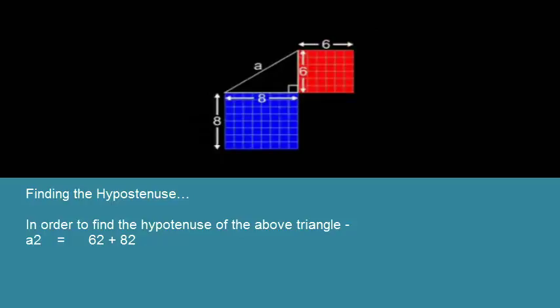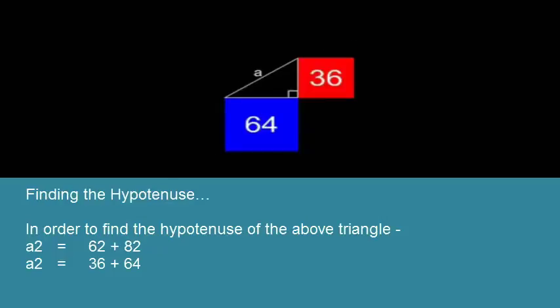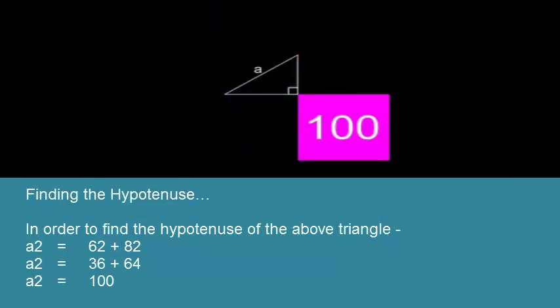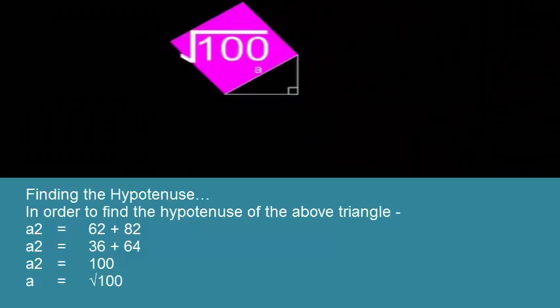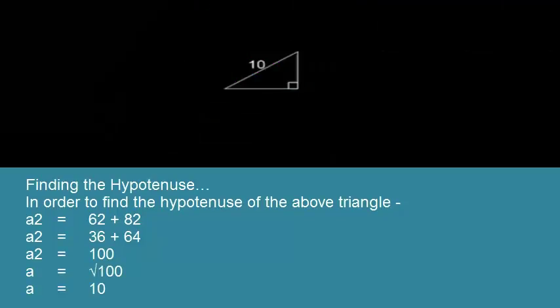In order to find the hypotenuse of the above triangle, a squared equals 6 squared plus 8 squared. A squared equals 36 plus 64. A squared equals 100. A equals square root of 100. A equals 10.